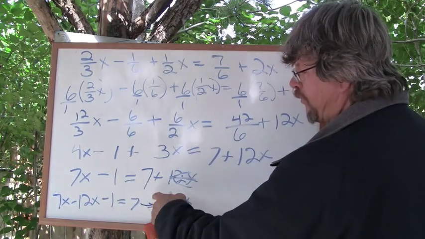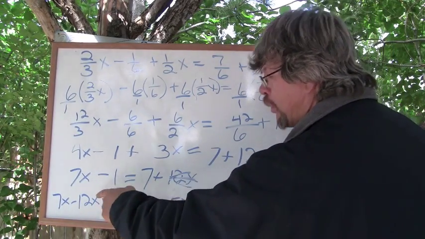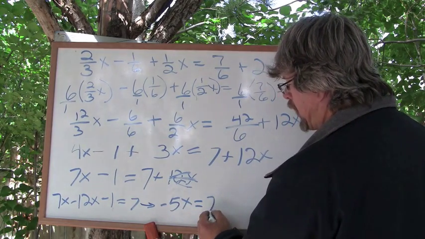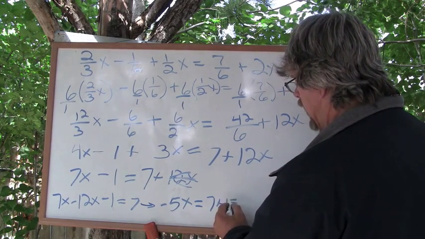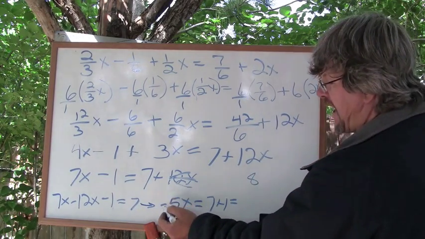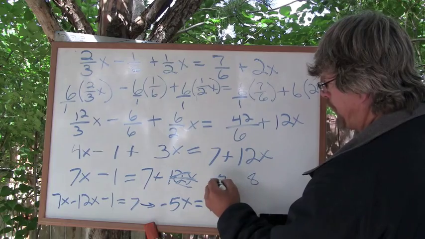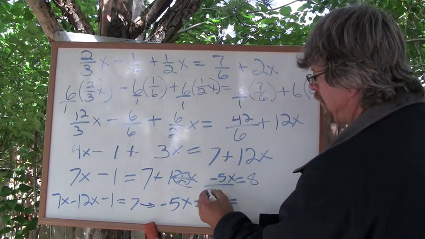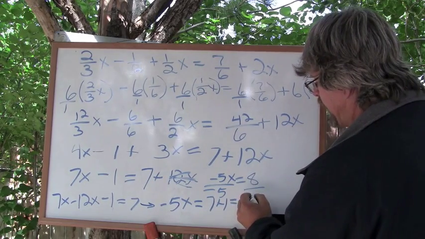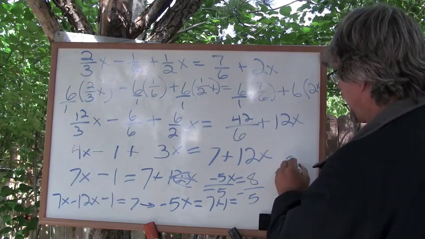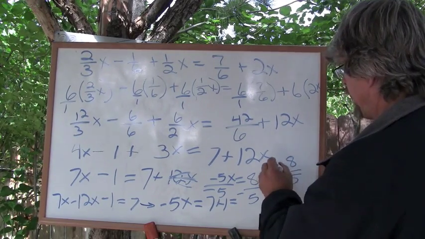We have a negative 1. To get that negative 1 over to here by this 7, we add 1. So that becomes equals 7 plus 1 equals, I'm going to write it up here, 8. We have a negative 5x equals 8. We divide by negative 5, we divide by -5. The answer is -8/5.